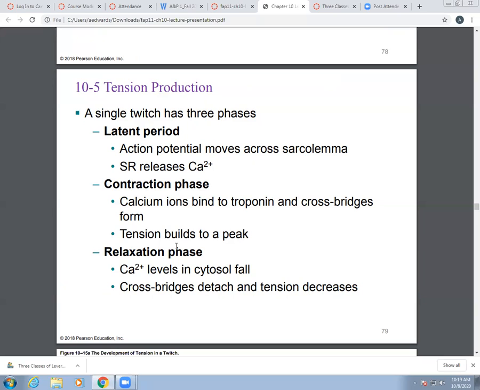You get an increase in tension, and it rises to a peak. And in the relaxation phase, the calcium levels decrease, cross bridges are going to then detach, and you get decreased tension.